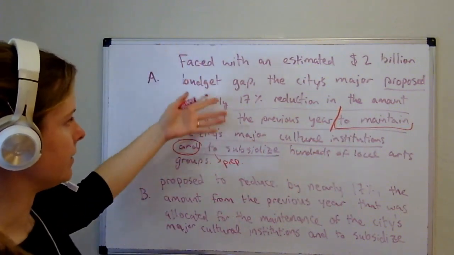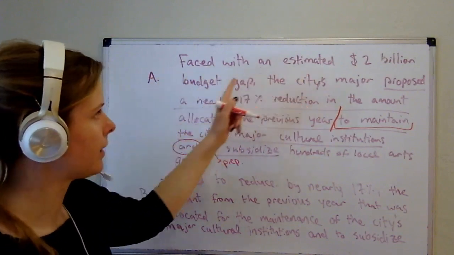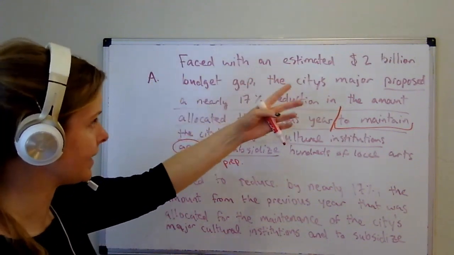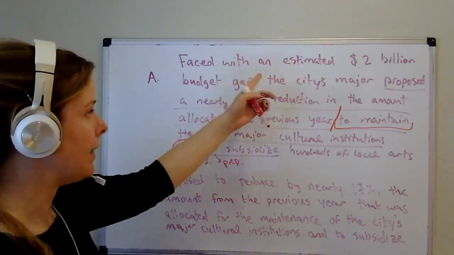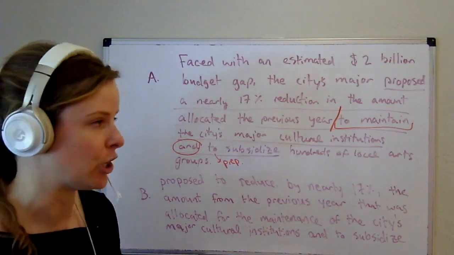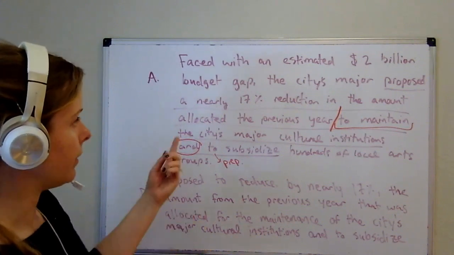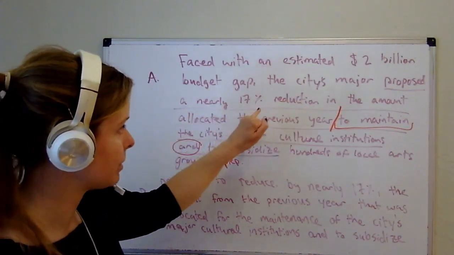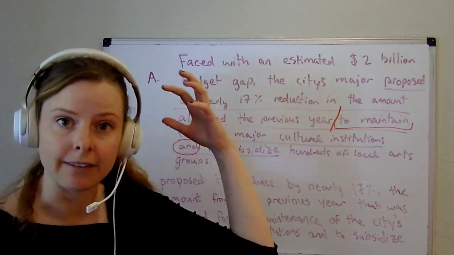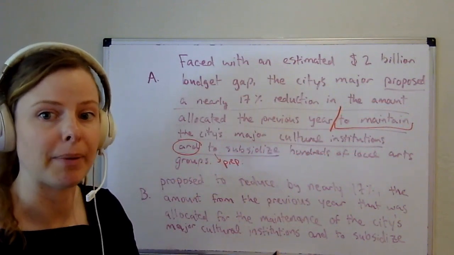Let's look before and see what's going on with this stem. In this first part of the sentence, what we have is an opening modifier. Someone is faced with this estimated $2 billion budget gap. And then after we learn who that is, the city's mayor, we've got this budget gap that the mayor is dealing with. So what is the mayor going to do about this? Well, the city's mayor proposed a nearly 17% reduction in the amount allocated the previous year. So now we've got the mayor reducing stuff, and then our sentence splits off into its parallel bits.